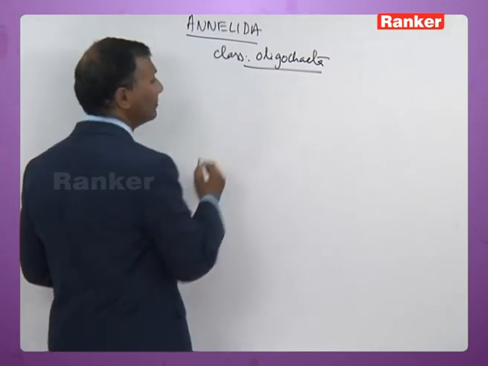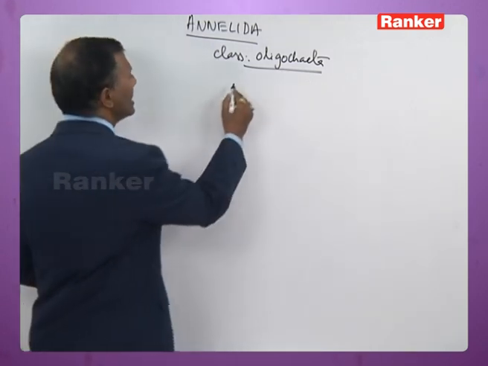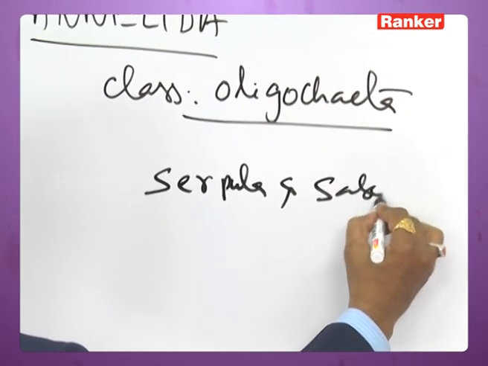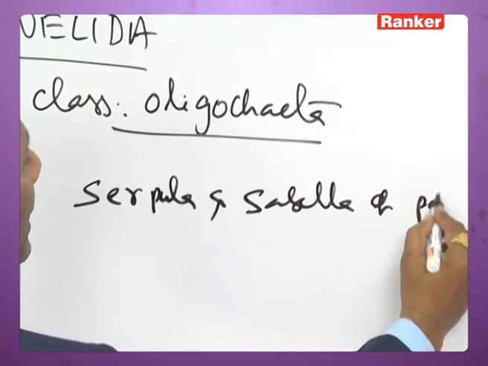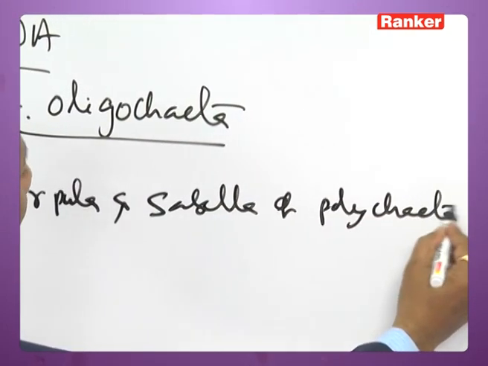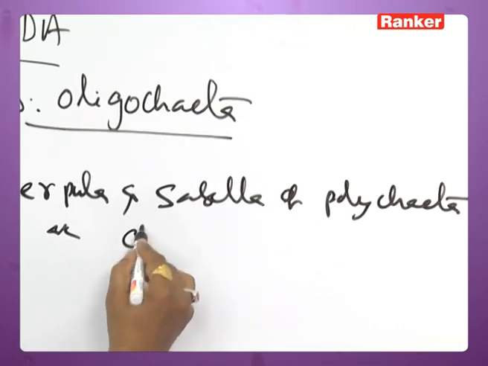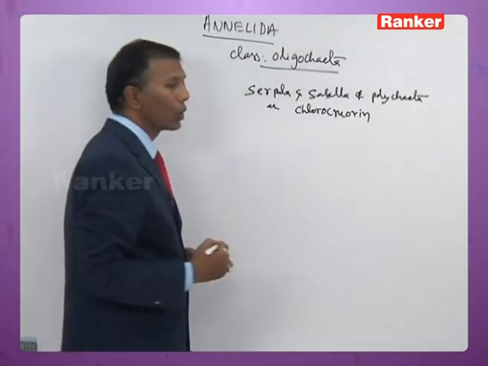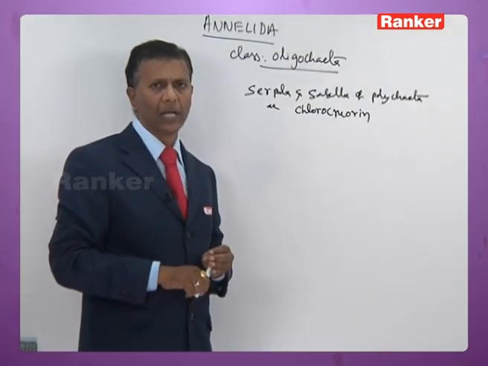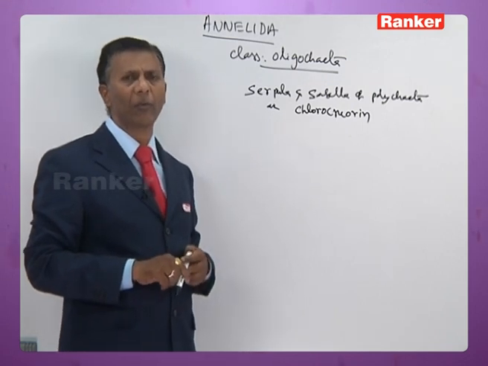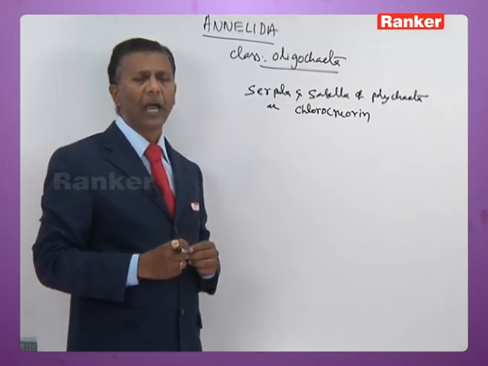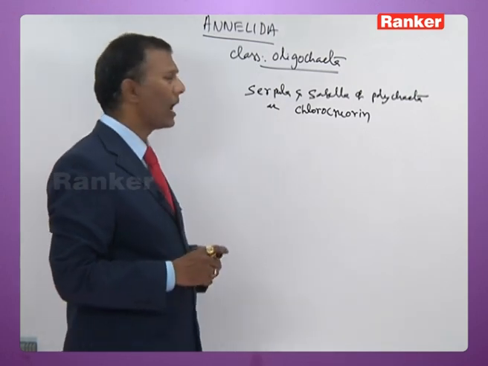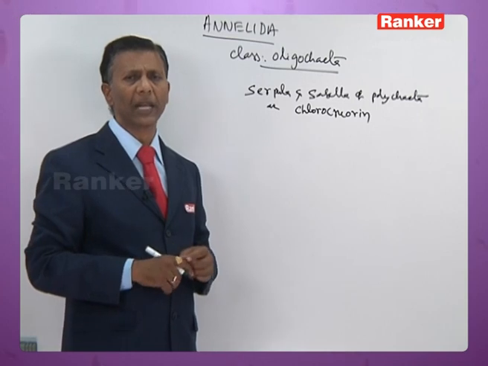And remember the most important point here, Serpula and Sabella of Polychaeta are with a respiratory pigment called chlorocruorin, which is green in color. Serpula and Sabella of class Polychaeta, subclass Sedentaria, are with chlorocruorin, which is green in color.